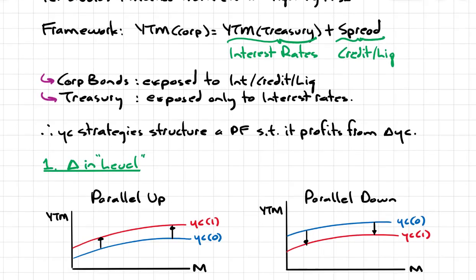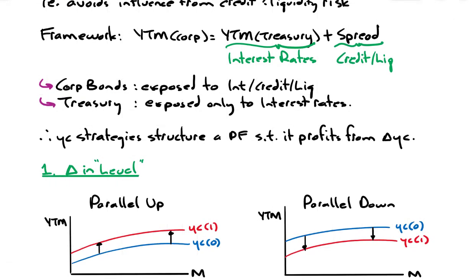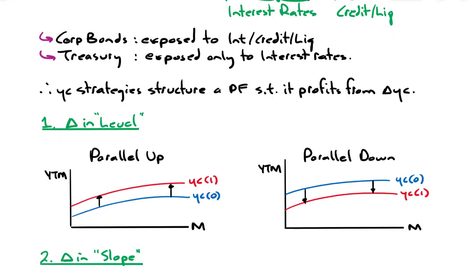Okay. So there it is, reinforcement: corporate bonds, you're exposed to interest rate risk, credit and liquidity; treasury, you're only exposed to interest rates. So working backwards, if I only have these expectations for interest rates, I'm going to use treasuries. So therefore, yield curve strategies structure a portfolio such that it profits from changes in the yield curve.